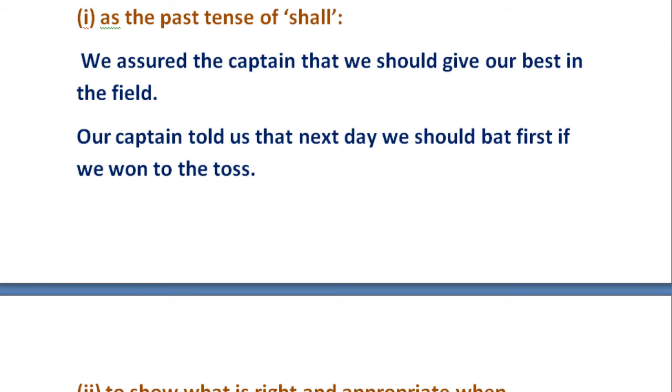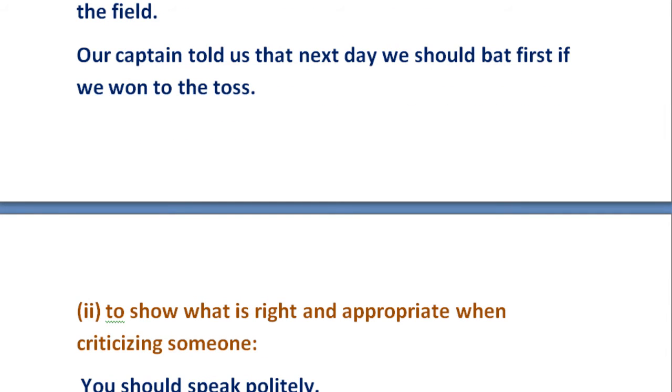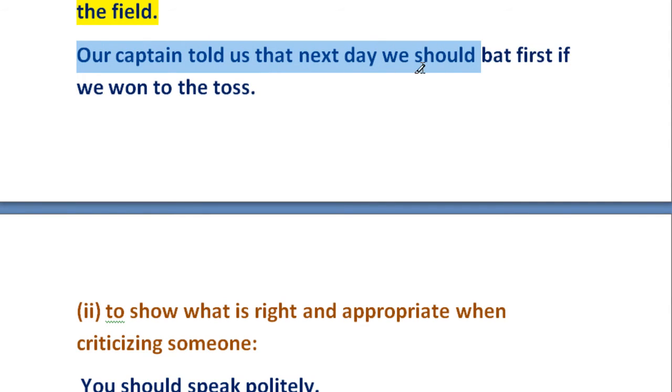Should is the past tense of shall. So should is used first as the past tense of shall. We assured the captain that we should give our best in the field. Here should has been used as the past tense of shall. Now, our captain told us that next day we should bat first if we won the toss. So here also, should has been used as the past tense of shall.